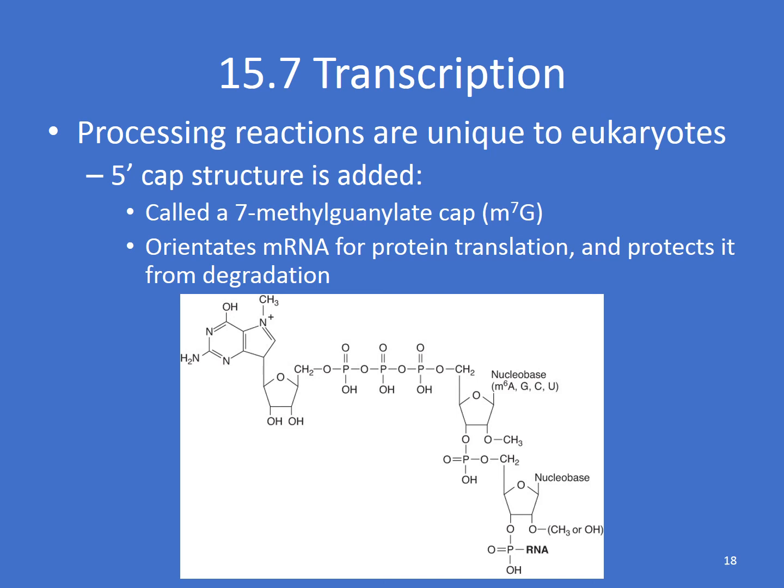One of these is a 5' cap structure. This is a 7-methylguanylate cap, a picture of which is shown here. What you do is you stick this to the end of your RNA, and this does two things. It orients this mRNA correctly for protein translation, which occurs with ribosomes, and it protects it from degradation. If you're going to hydrolyze this, you have to start from the end. And if you've got a cap on the end, that's really going to slow it down.